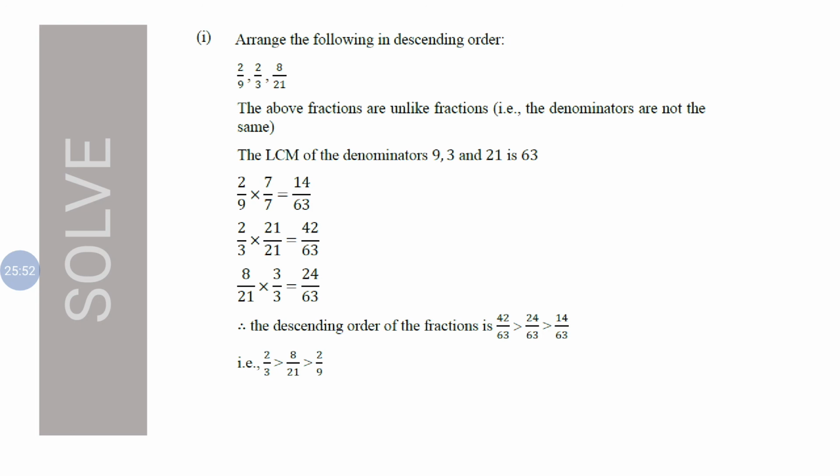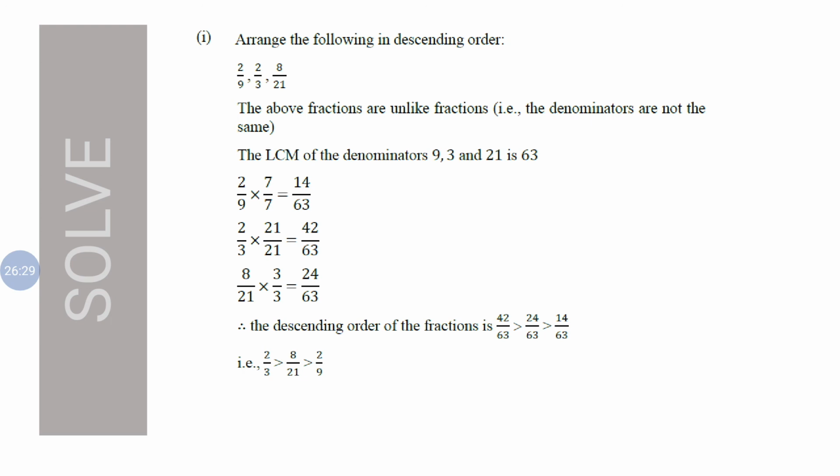How will you make them 63? For 2 by 9, multiply the numerator and denominator by 7: 2 7s are 14, 9 7s are 63, so 14 by 63. Another one, 2 by 3: multiply by 21. 3 21s are 63, 2 21s are 42. Another one, 8 by 21: multiply by 3. 8 3s are 24, 21 3s are 63.